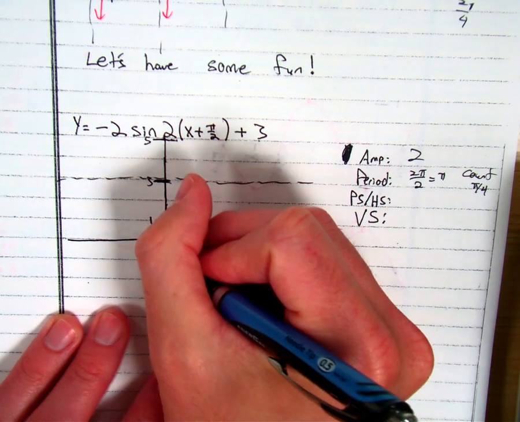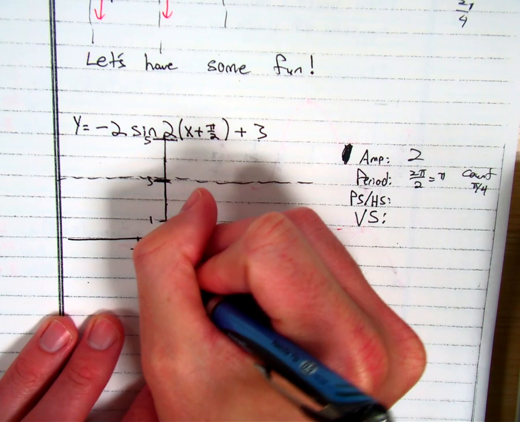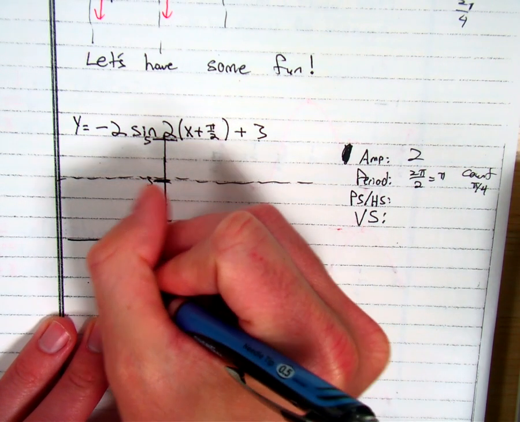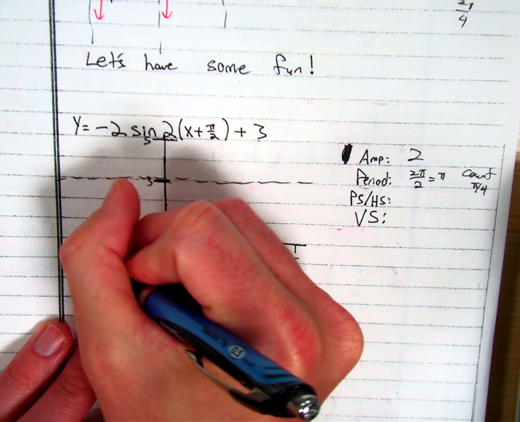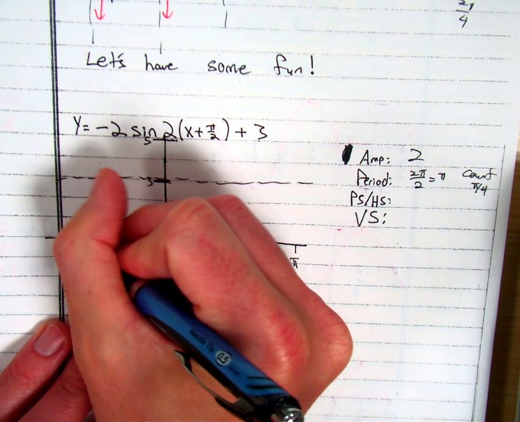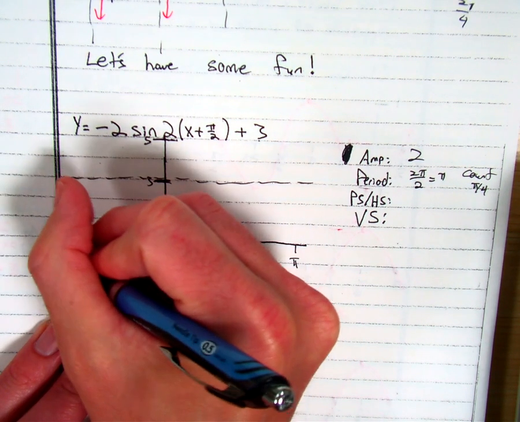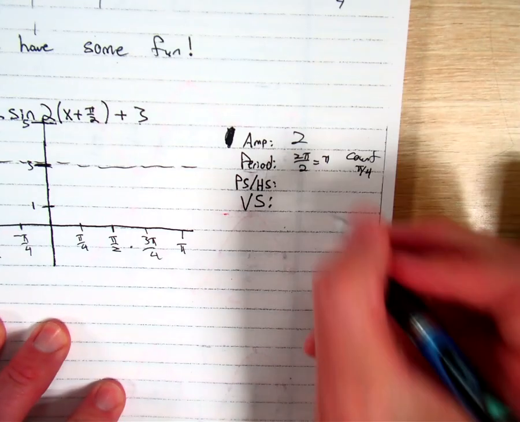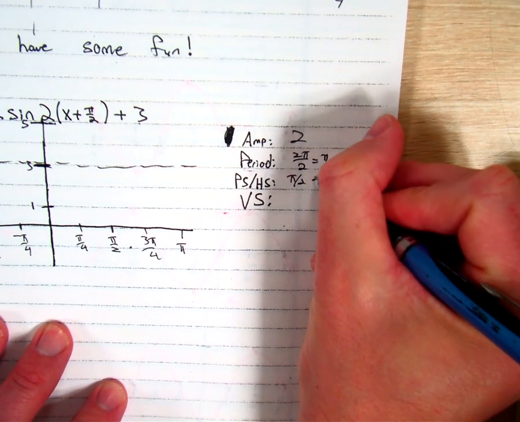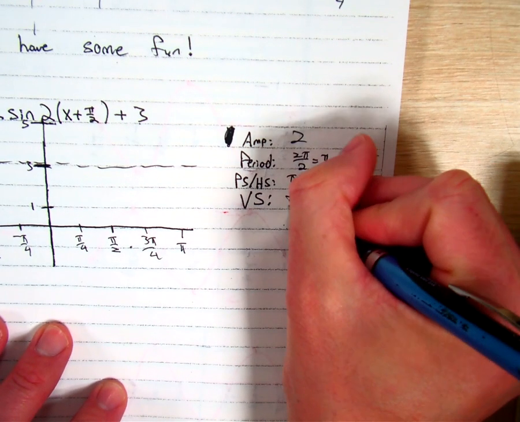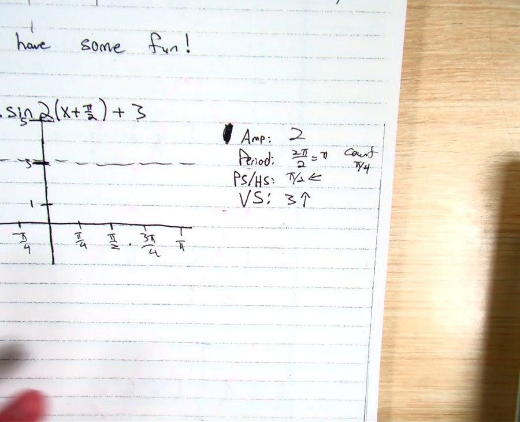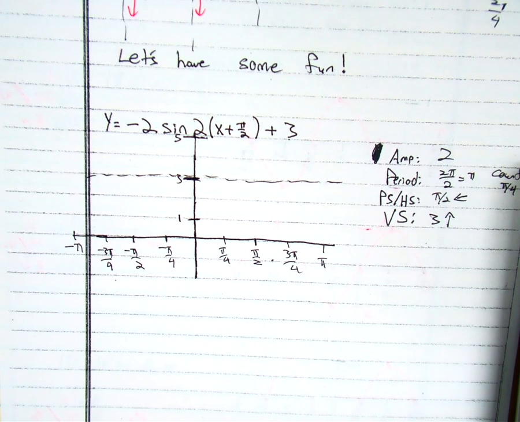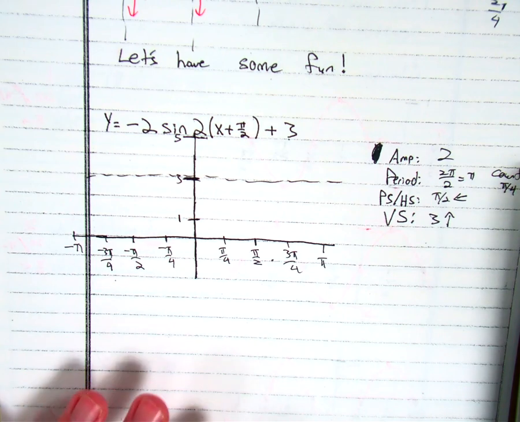Let's go the other way. Negative pi over 4. Negative 2 pi over 4 is negative pi over 2. Negative 3 pi over 4. And let's just extend it out, negative pi. Okay, we're pi over 2 to the left. Our vertical shift is 3 up. And this is about as tough as it can be for a sine or cosine graph.